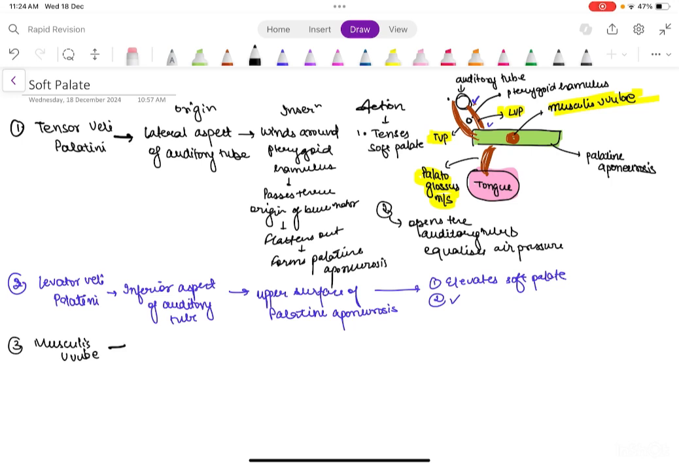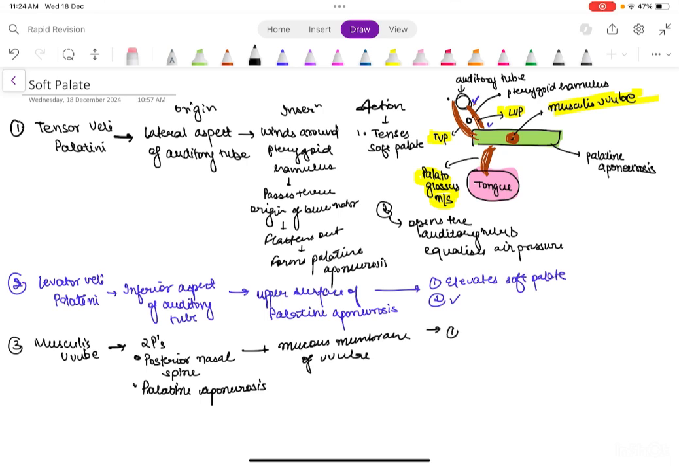Now let's come to the third muscle, which is our musculus uvulae. For the origin, you have to remember two P's. One is the posterior nasal spine. Then from the diagram, it is located here. The second origin is the palatine aponeurosis. Insertion is self-explanatory, the mucous membrane of uvulae. The function is that it pulls up the uvulae.